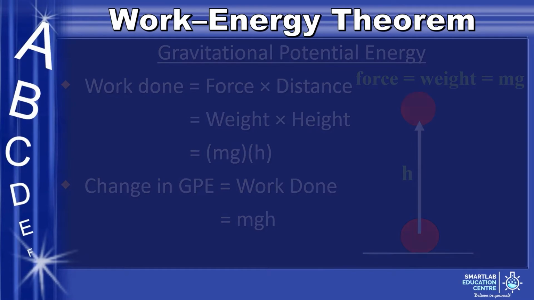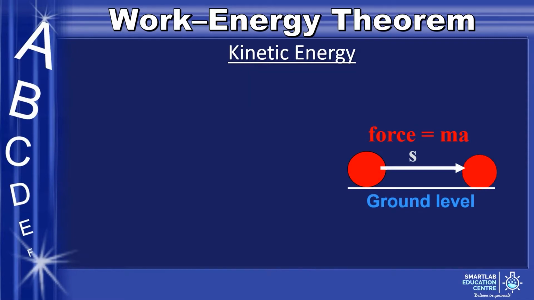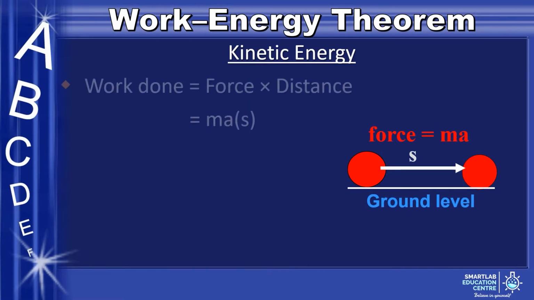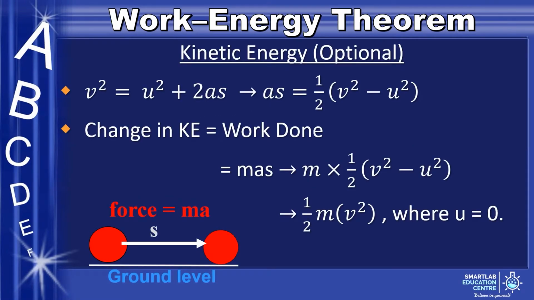Now, let us use kinetic energy. Recall Newton's second law of motion? F equals ma. Hence, we will use this formula. This further gives us half mv squared. Now, here is a deeper derivation of how the work done can give us the formula for the change in kinetic energy.